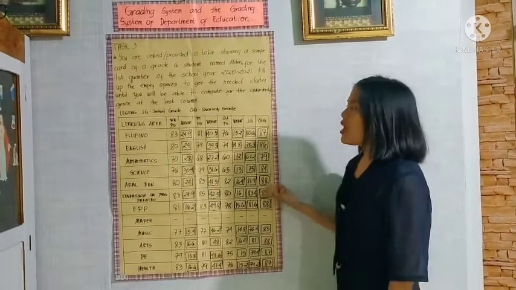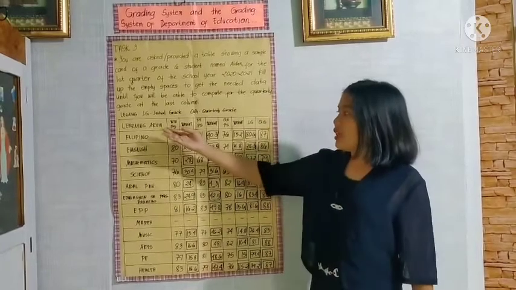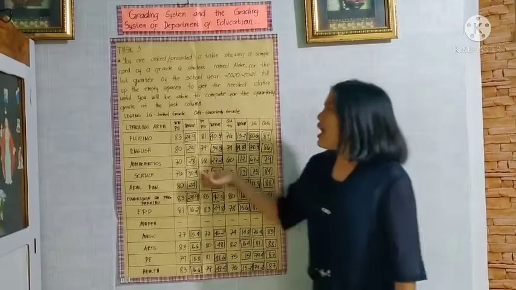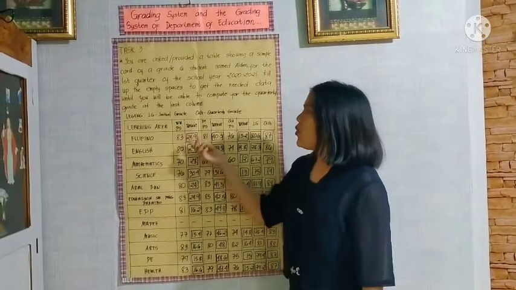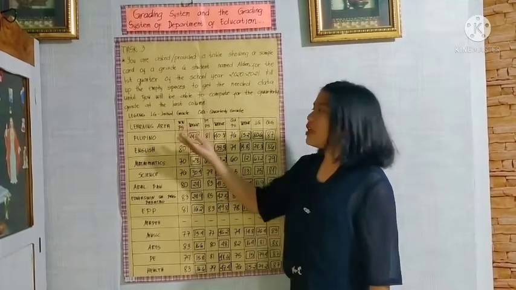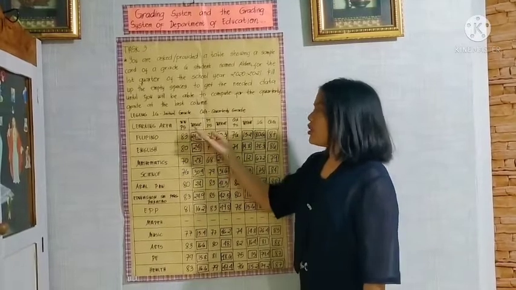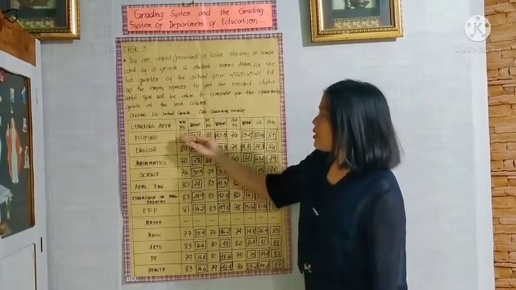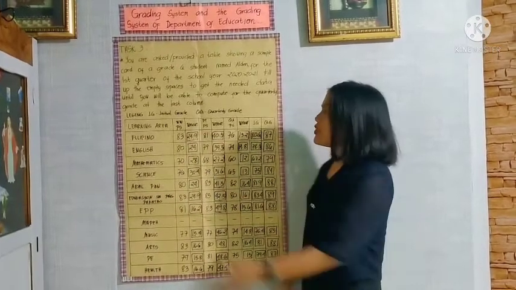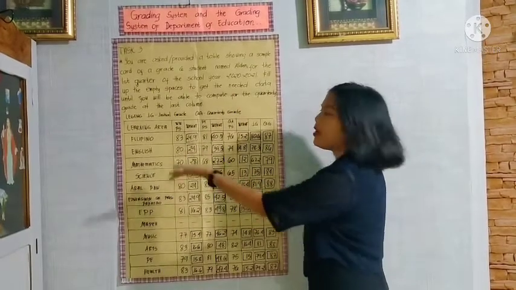So first, what we're going to do is to get the weighted score in written work, performance task, and quarterly assessment. So 83, so the weighted component for Filipino in written work is 30. So we are going to multiply it by 0.30. So 83 multiplied by 0.30 equals 24.9. So this 24.9 is the weighted score for written work in Filipino.